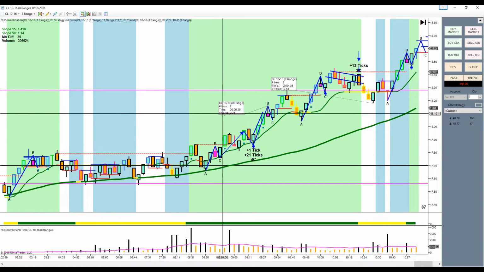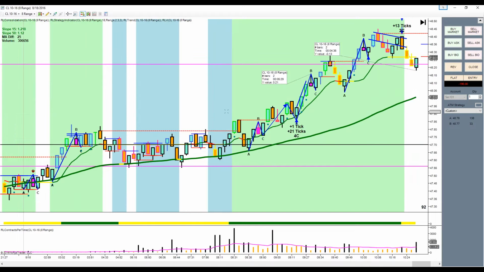One is the background bias has to change from any color to green. And you must have the quant line. You must have the 50 green, and you must have the 15 green. So those are the three things you must have. You must have the quant.